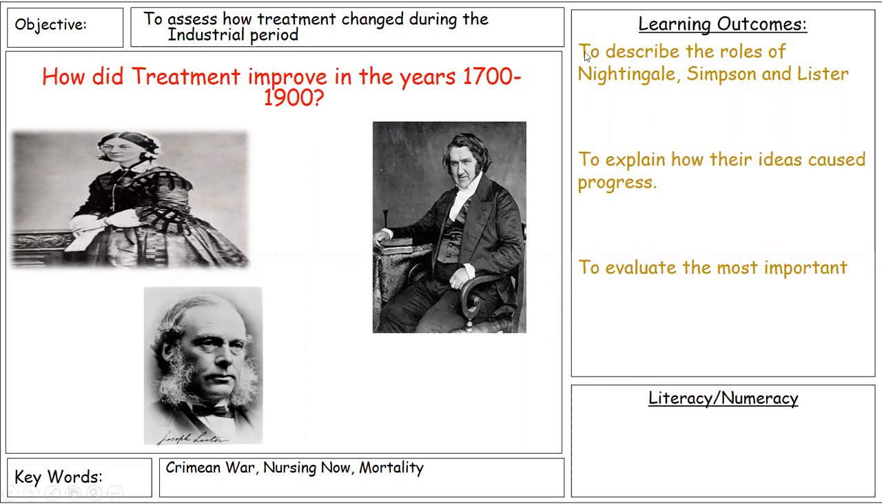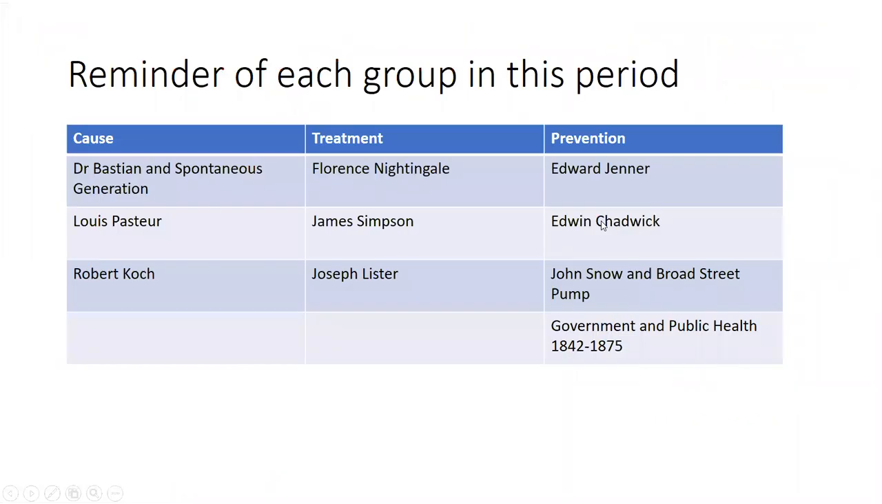And the three things to describe are the roles of Nightingale, Simpson and Lister, to explain how their ideas caused progress, but also look at some of the negatives towards their ideas. That's quite important that you understand that, because if you get a 16 marker on these individuals, you must talk about the positives and the negatives. We're going to go through each individual, and this will allow you to analyse the most important in your historical opinion.